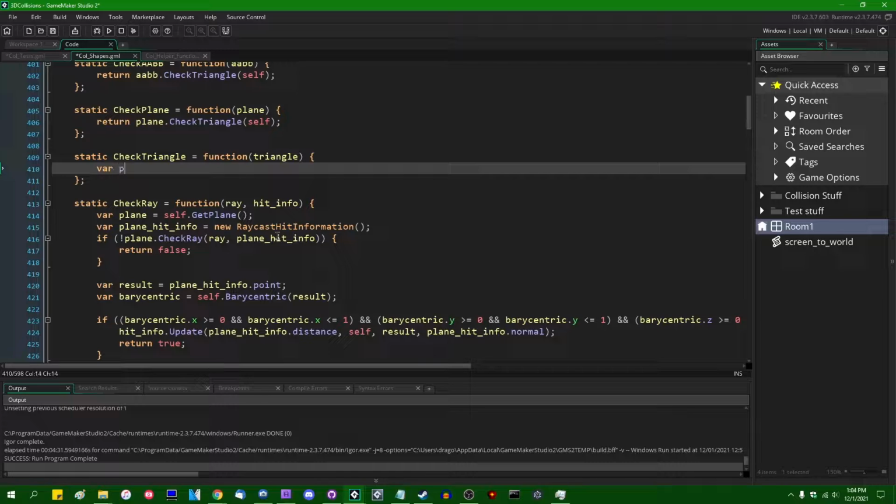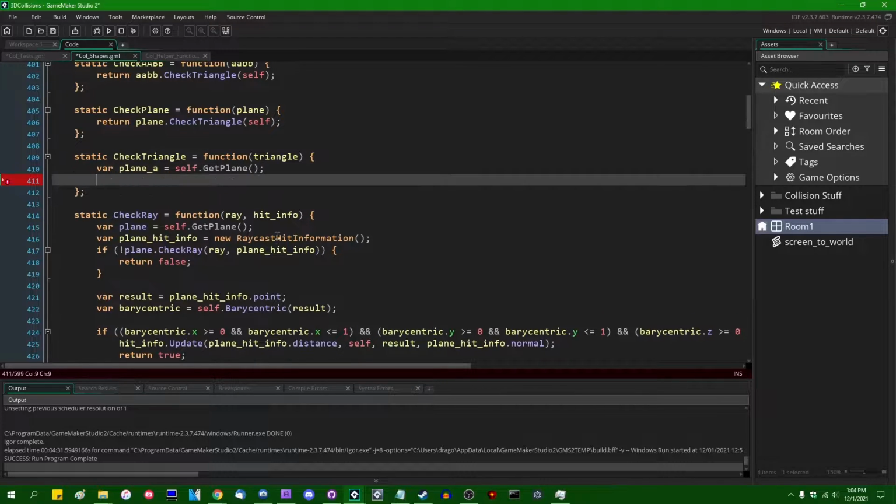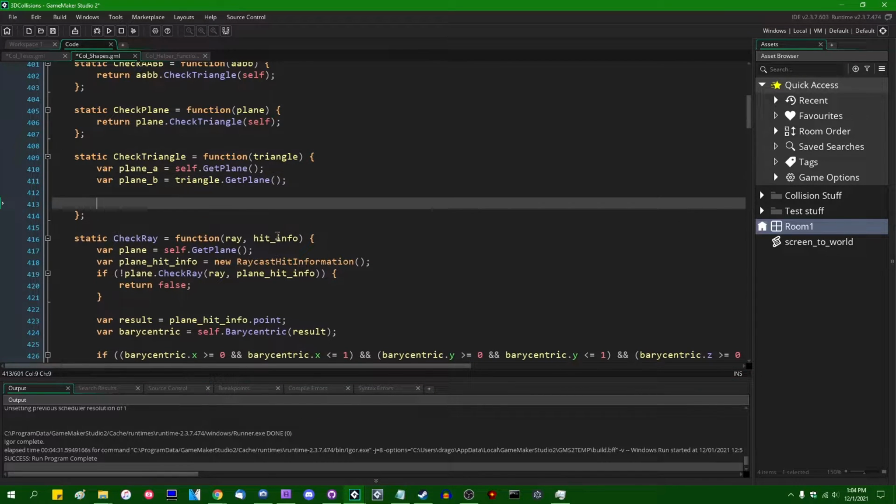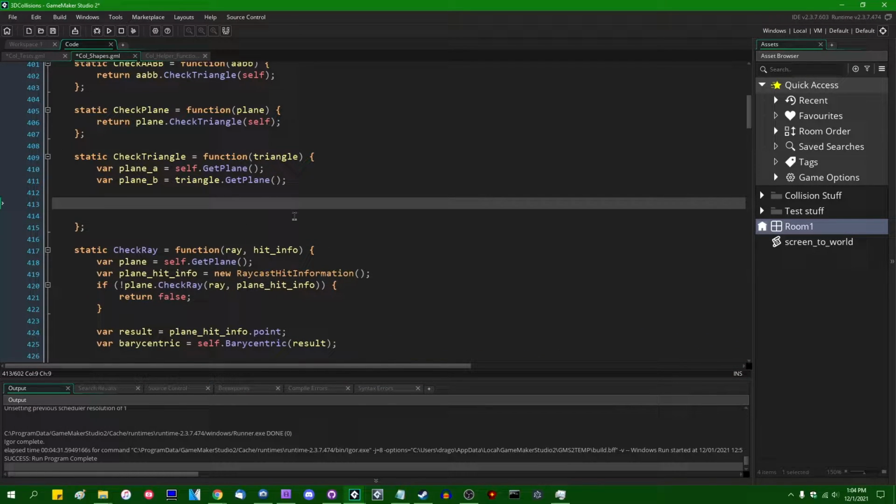First, var planeA is going to equal self.getPlane. The second one, var planeB, is going to be triangle.getPlane. Next, we're going to use the plane equation that we wrote out a few videos ago to figure out a dot product-esque value that is going to give us some information on where each of the points of each of these triangles are relative to the planes.